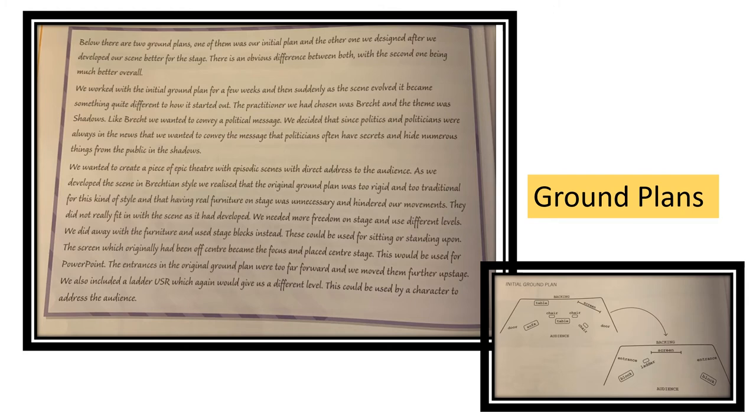The screen, which had originally been off-centre, became the focus and was placed centre stage. This would be useful for PowerPoint. The entrances in the original ground plan were far too forward and we moved them further upstage. We also included a ladder upstage right, which again would give us different levels. This could be used by characters to address the audience. So again, can you see, point A, this is what we started with, point B, this is what we ended with, and this is why we did it, and this is why it's so much better.